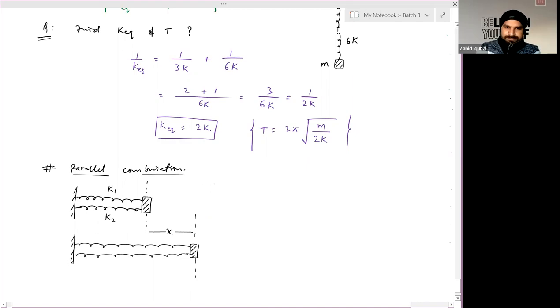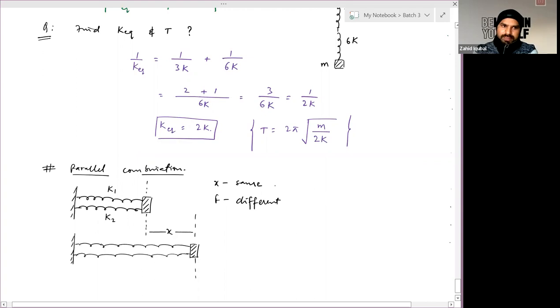Since in this part the displacement of each spring is the same, but due to different spring constants, or different stiffness or flexibility, there will be different restoring forces in each spring. So force will be different in this case.